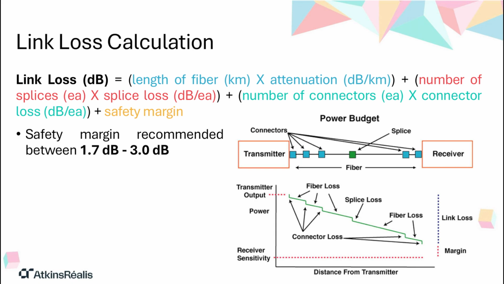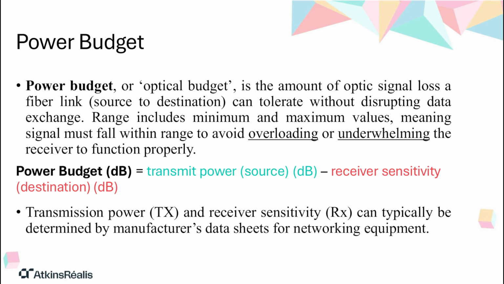Plus, you always add a little safety margin, maybe 2 or 3 dB just to be safe. That total gives you your calculated link loss. And then you compare that number to the power budget. What's that exactly? The power budget, or optical budget, is simply how much loss the equipment can handle.